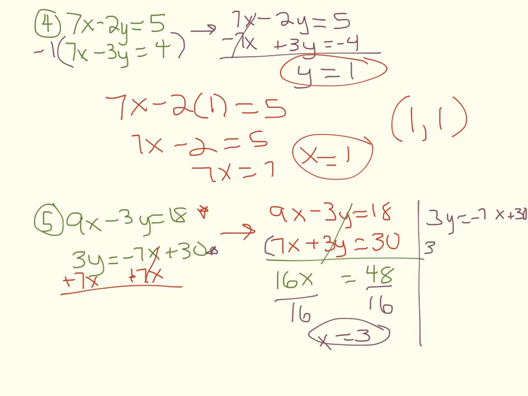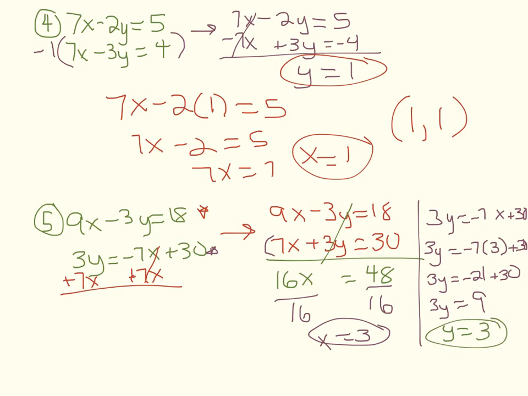So I'm going to get 3y equals negative 7 times x, which is 3, plus 30. That gives me 3y equals negative 21 plus 30, or 3y equals positive 9. In the end, I'm going to divide everything by 3. I get y equals 3. So my final answer is going to be 3, 3.